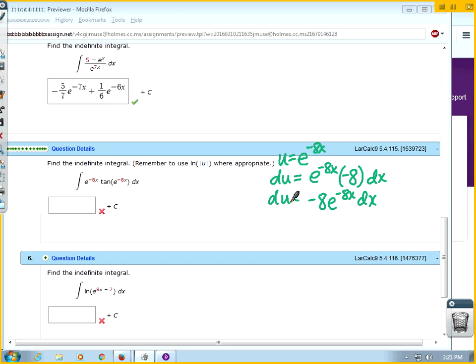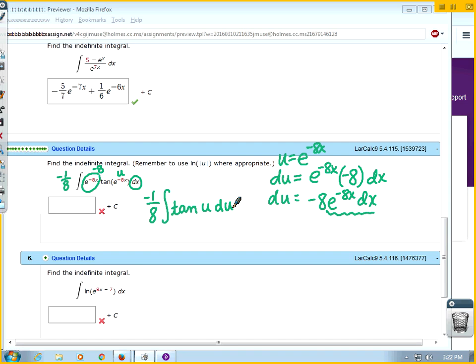All right, so let's look at our problem. So we know this would be the tangent of u right here, and then this e to the negative 8x, and the dx is going to be right here. So we're just missing a negative 8. All right, so if I put a negative 8 in my problem, then I need to put a negative 1/8 out in the front to compensate for that. So negative 1/8 integral of tangent u du.